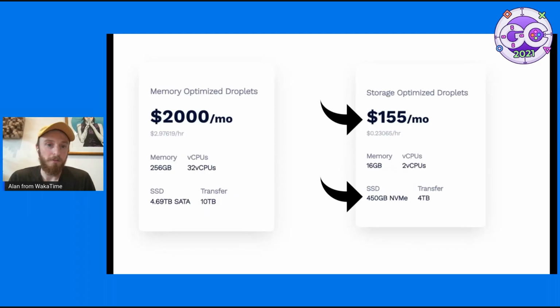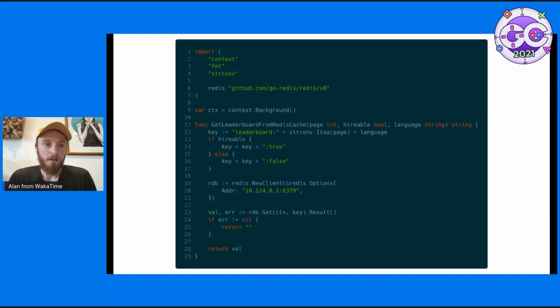So now we can use this storage optimized instance from DigitalOcean for $155 per month instead of $2,000. And it comes with 450 gigabytes of SSD NVMe storage, plenty of room for our 300 gigabyte data set. And we just saved about $1,800 per month by not using Redis. And because SSDB works with your existing Redis clients, you don't need to update any code. You just change the IP address of your server and point it to SSDB instead of Redis, and nothing else needs to change.